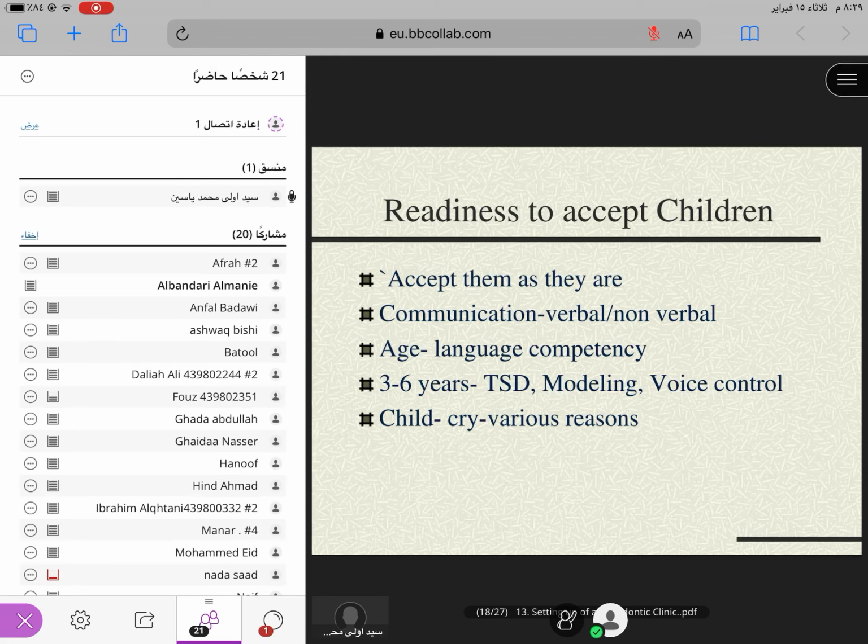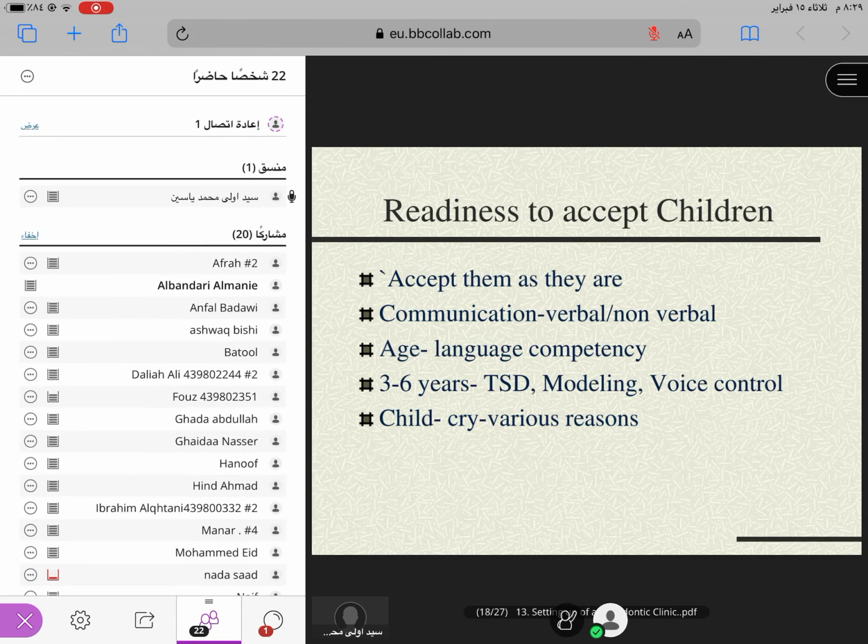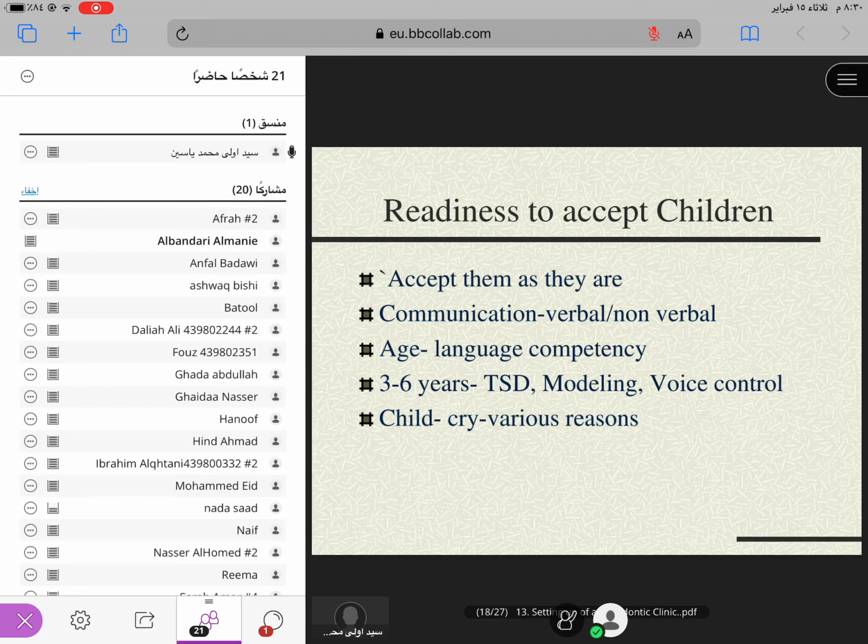Communication is very, very important when you're dealing with the child patient, both verbal and non-verbal communication. Verbal communication is what you talk. Non-verbal communication is your gestures, like the movement of the eyes, eye-to-eye contact, holding the child's hand. This gives security to the child, so that he or she feels they are in safe hands to get the treatment done.